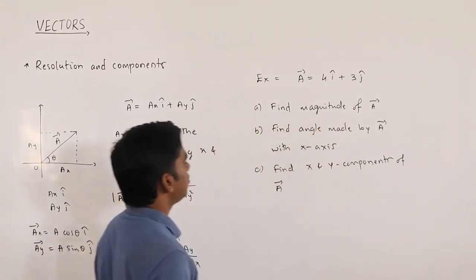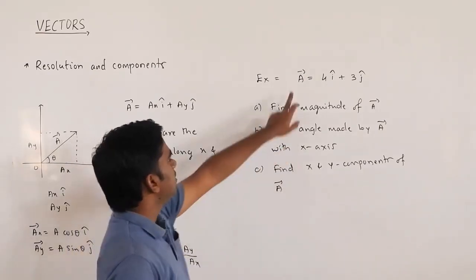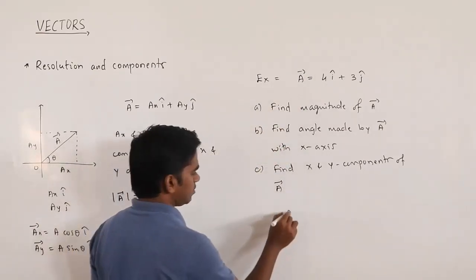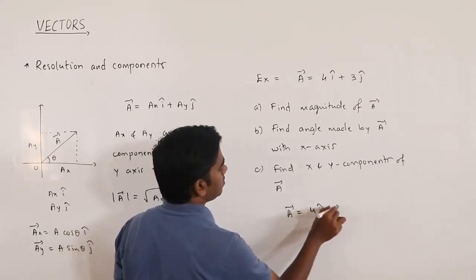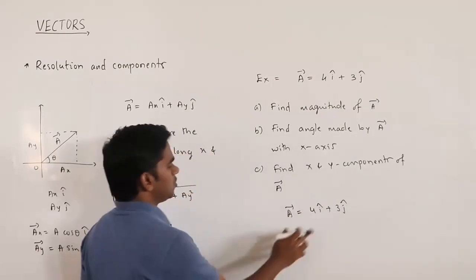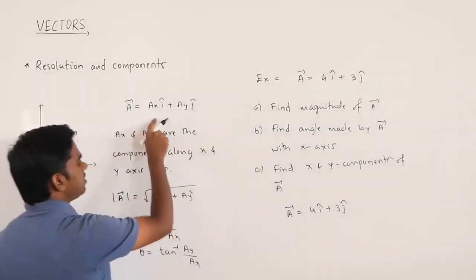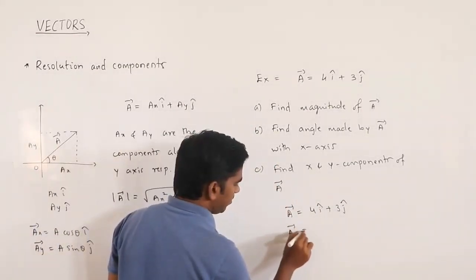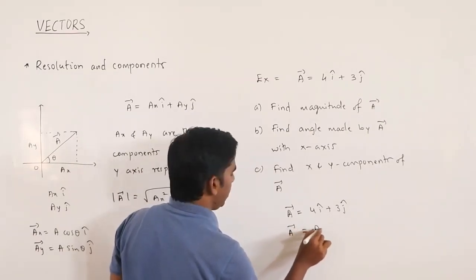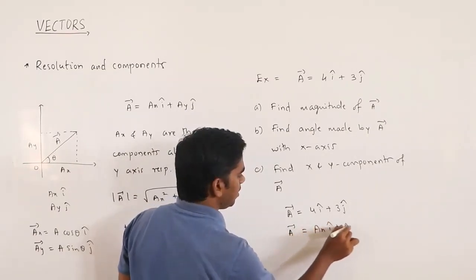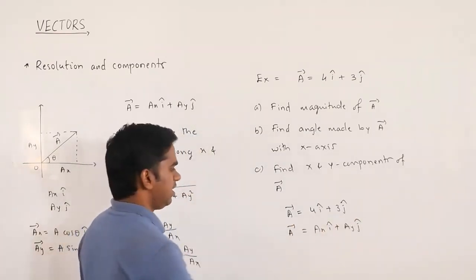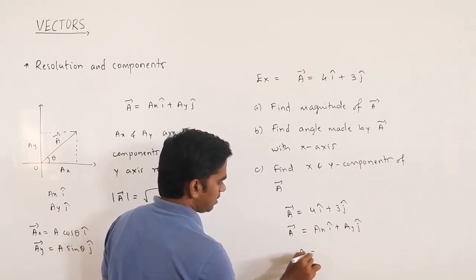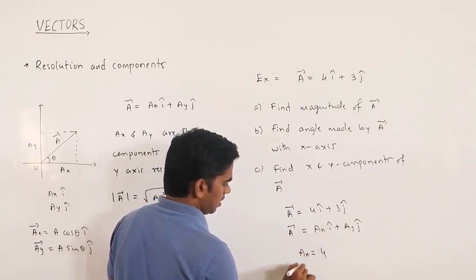So how can we find the magnitude of vector A? Remember, you have to compare this, vector A equals 4 i cap plus 3 j cap, with the standard equation. The standard equation is vector A equals ax i cap plus ay j cap. Compare these two. Then ax is equal to 4, and ay is equal to 3.